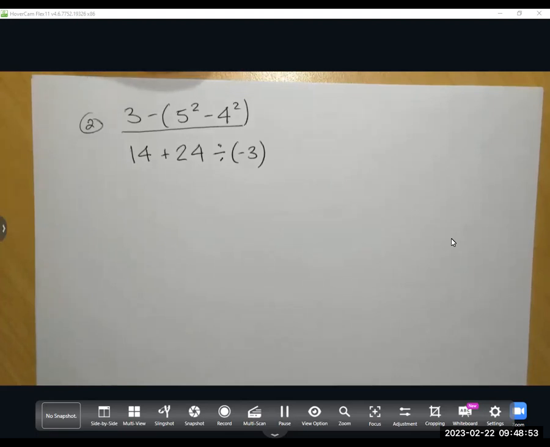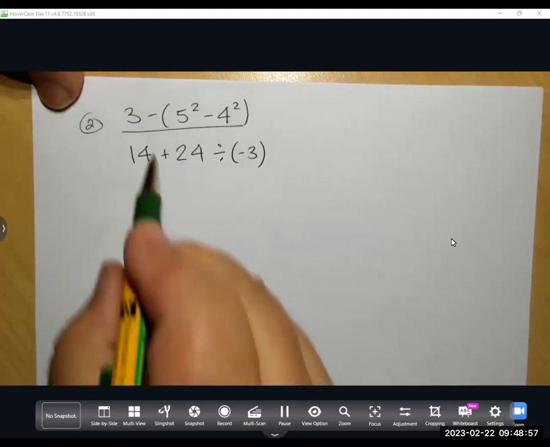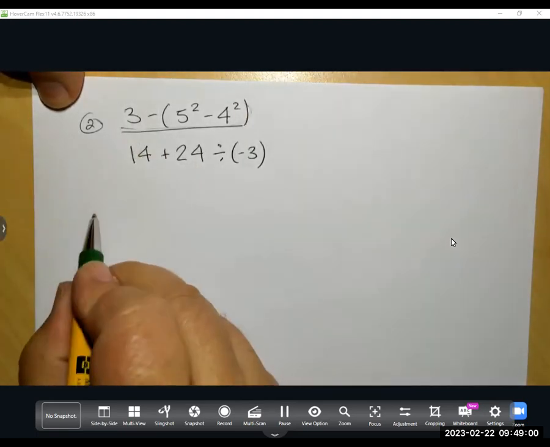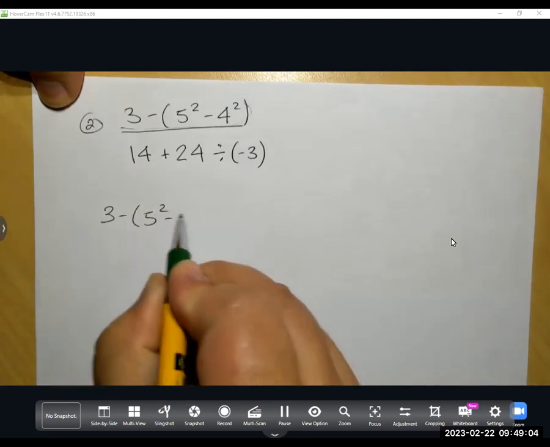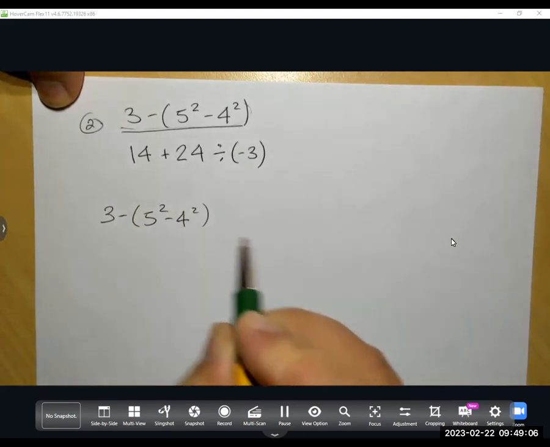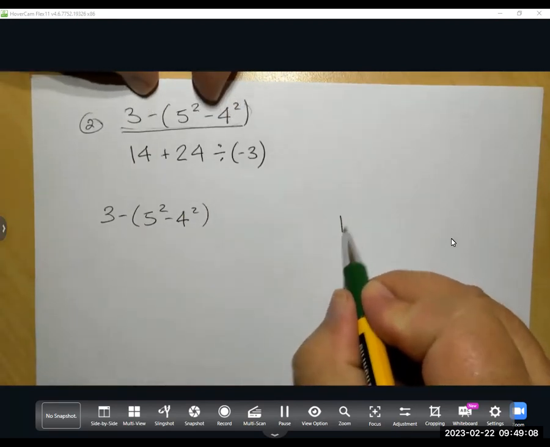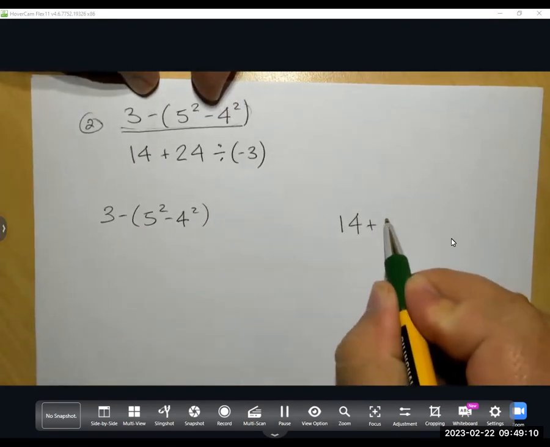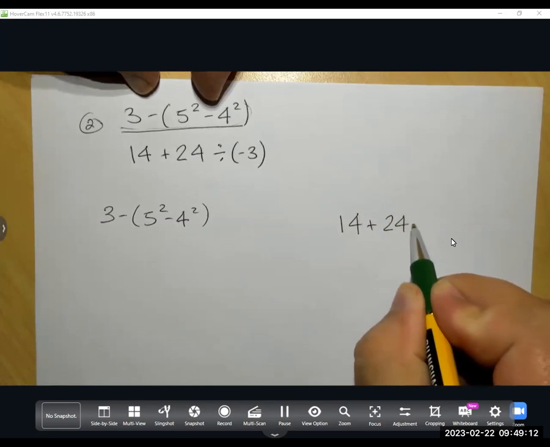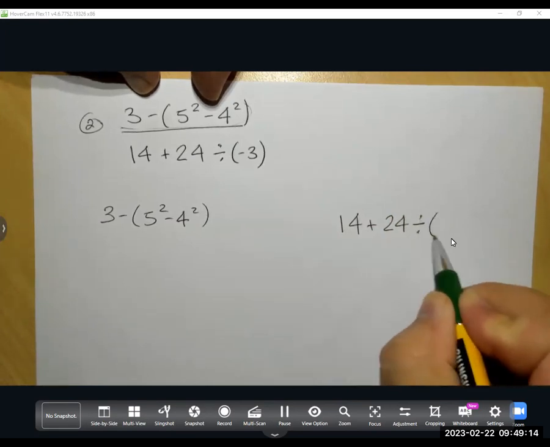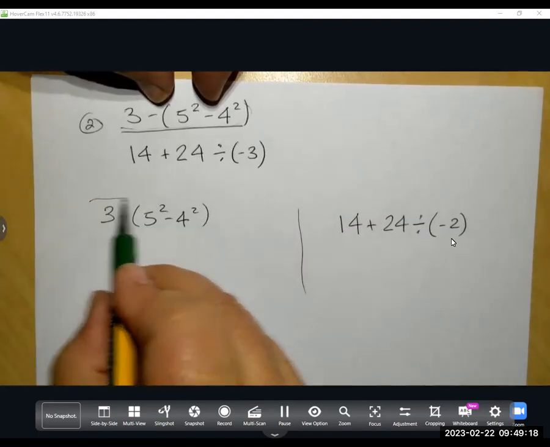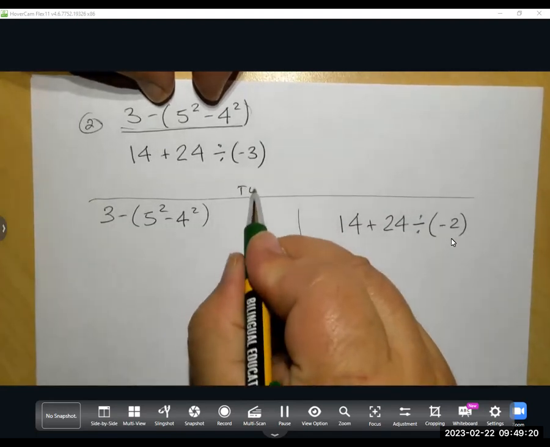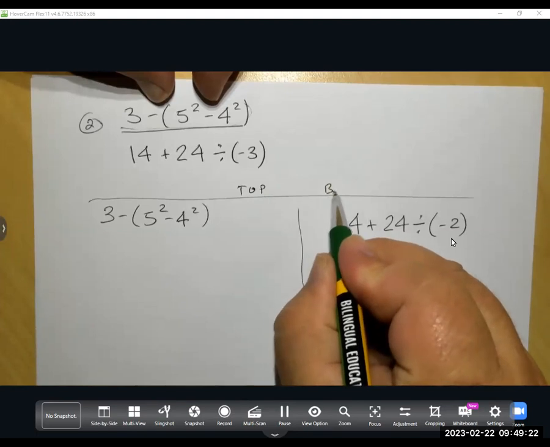Remember, when you have fractions, you can treat them both separately. Do the top over here. And do the bottom over here. Treat them as two smaller equations. The bottom.